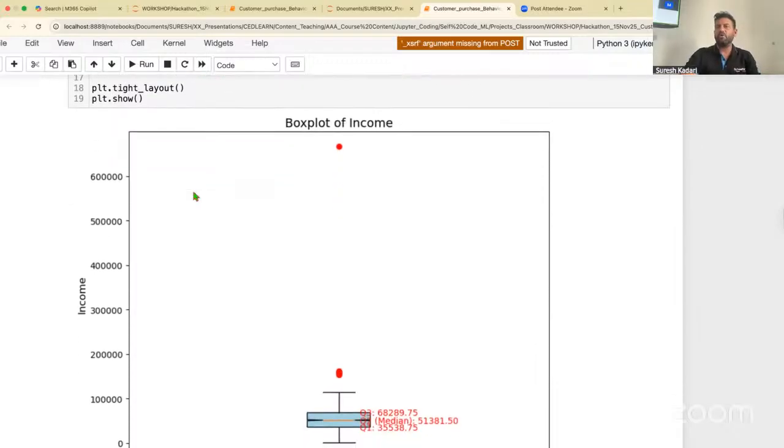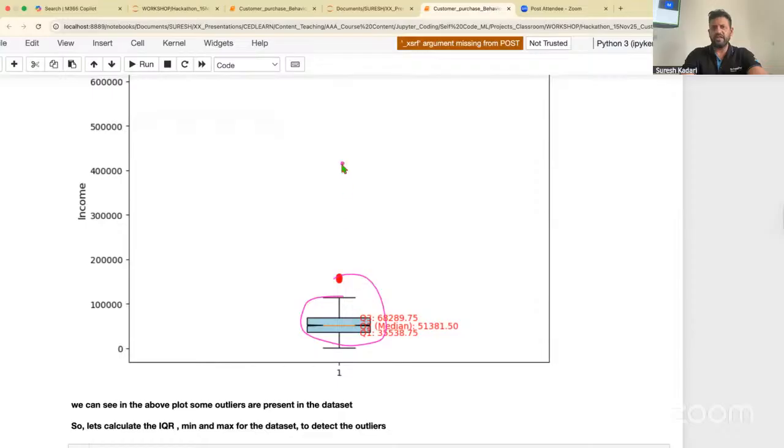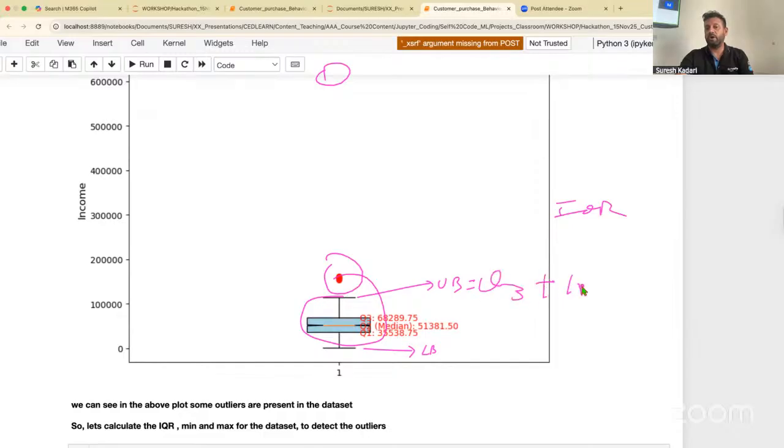So, outlier. What is an outlier? Any data point that is far away from the group. What is the group? This is the group, and you are somewhere there. For that, we have an upper boundary and a lower boundary, and we know how to calculate them. We have IQR: Q3 plus 1.5 times IQR. Any value greater than that, or any value less than the lower boundary, will be your outlier.